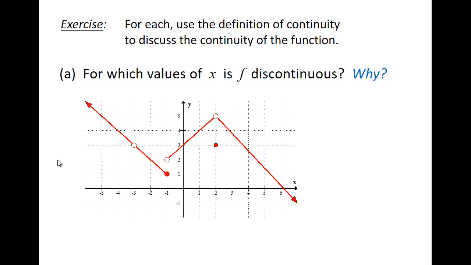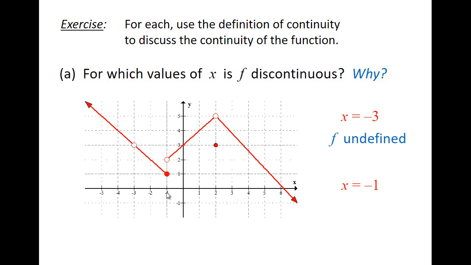Okay, so I hope you paused and thought about it. So let's first look at the point x is equal to -3. So what do we see here? Well, what we see here is that the limit of the function at -3 is 3, but the function is undefined there. So f is undefined there. So f is discontinuous there.